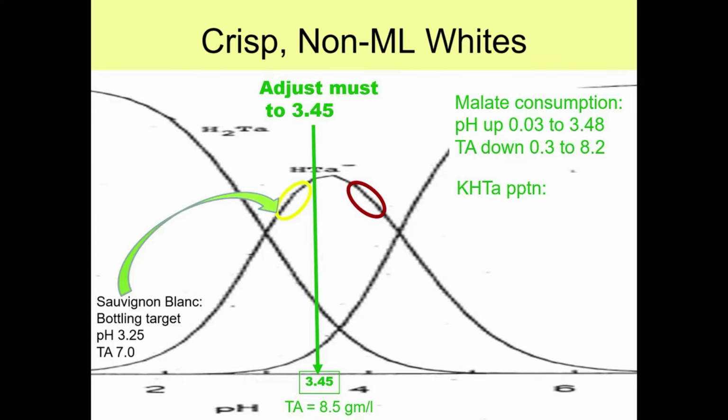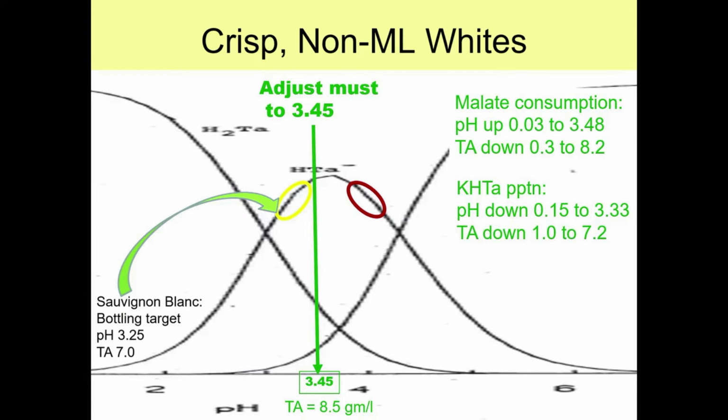Then we're going to get our KHTA precipitation during fermentation as the alcohol comes up and we're fermenting cold. And let's say that's going to drop the pH about 0.15, so we're at 3.33, right in the middle of that desirable range that I'm showing by the yellow oval there, the whole range being about 3.2 to 3.45.